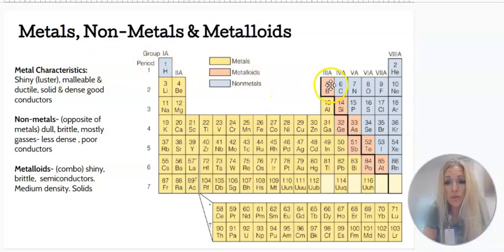You're definitely going to want to write in that staircase here. Remember, it starts with boron, and everything touching the staircase is a metalloid with the exception of aluminum. Aluminum is going to be a metal. So that kind of helps you to distinguish those nonmetals on the right of the staircase, the metals on the left of the staircase, and the metalloids along the staircase.